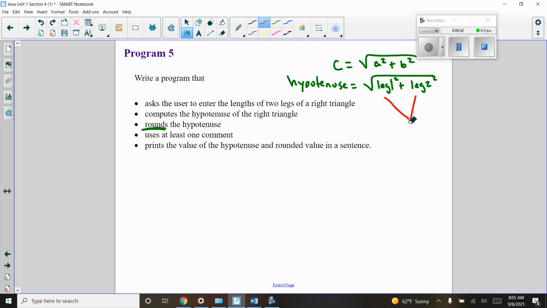So I'll show you a program that does something somewhat similar, and that'll be in a different video.